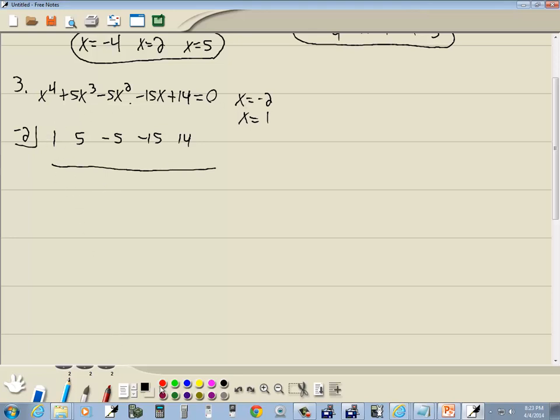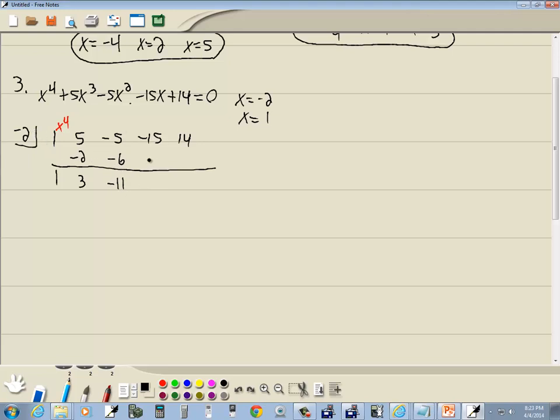-2. Now, we're starting out with x to the 4th. Okay, go through a series of adding, multiplying over and over till we're done. 1 plus nothing's 1. You always multiply a number in a box by number you put down here. Negative 2 times 1 is negative 2. Add, 5 and negative 2 is 3. Multiply, negative 2 times 3 is negative 6. Add, negative 5, negative 6 is negative 11.